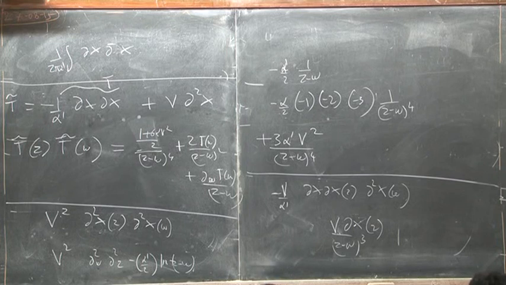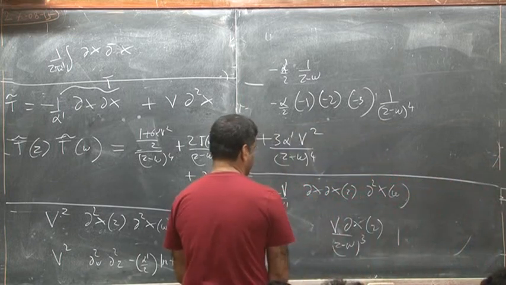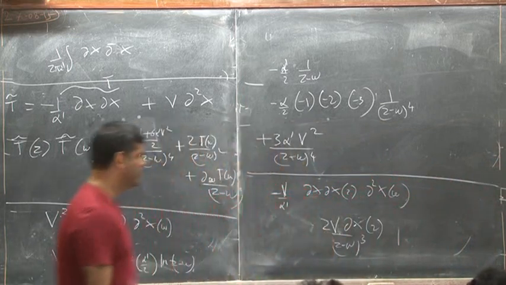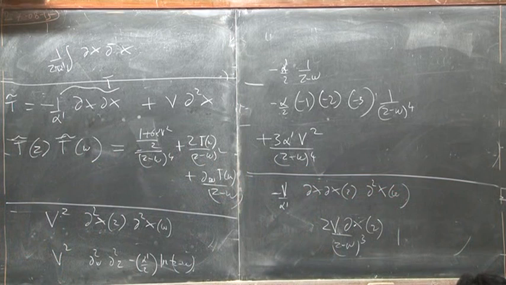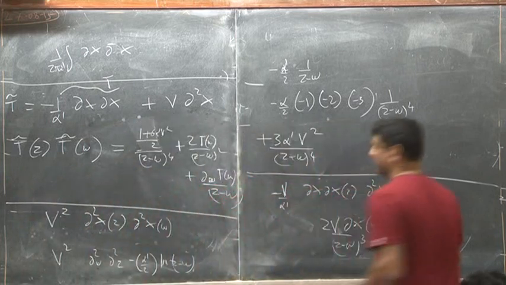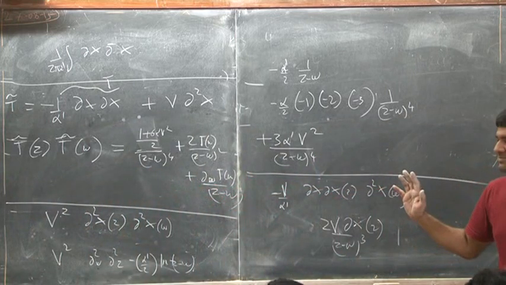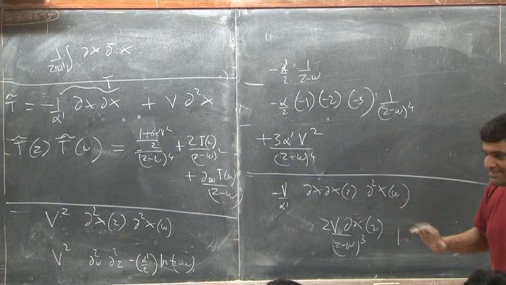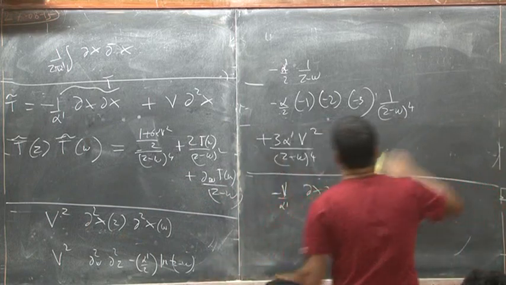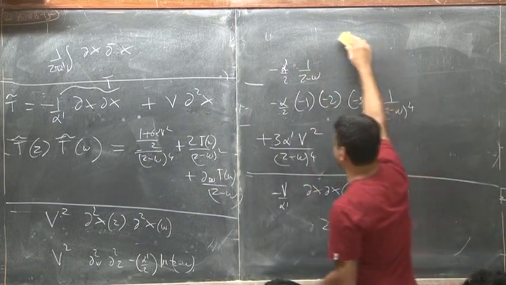Excellent. All happy? Sir, you took contraction to only one X. And then there's the other. There's a factor of two, you say. You're right. Yes, you're absolutely right. You get 2V del X of Z by Z minus W. Thank you. Okay. Any other mistakes I've made? Excellent. Now I'm getting this and we'll do the other term.